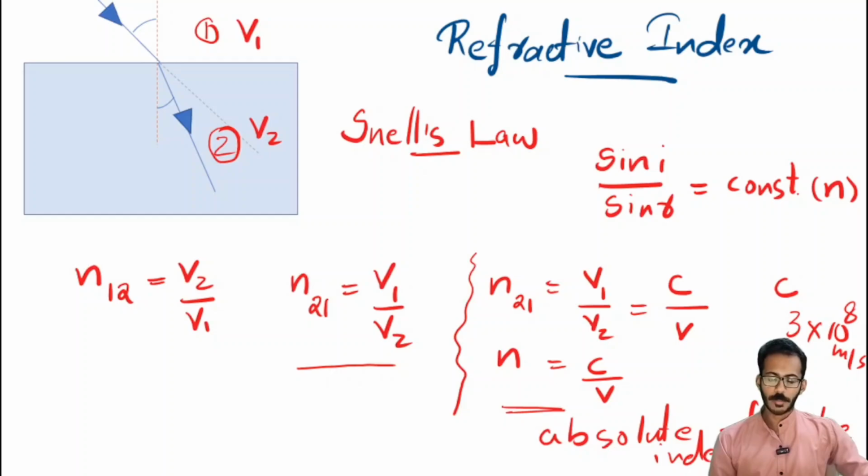Usually we won't say absolute refractive index. In common usage, we'll simply say refractive index. So when we say refractive index, what we actually mean is the refractive index of the medium when the light is coming from air to that medium. Or actually it is the absolute refractive index, which we usually just call refractive index.